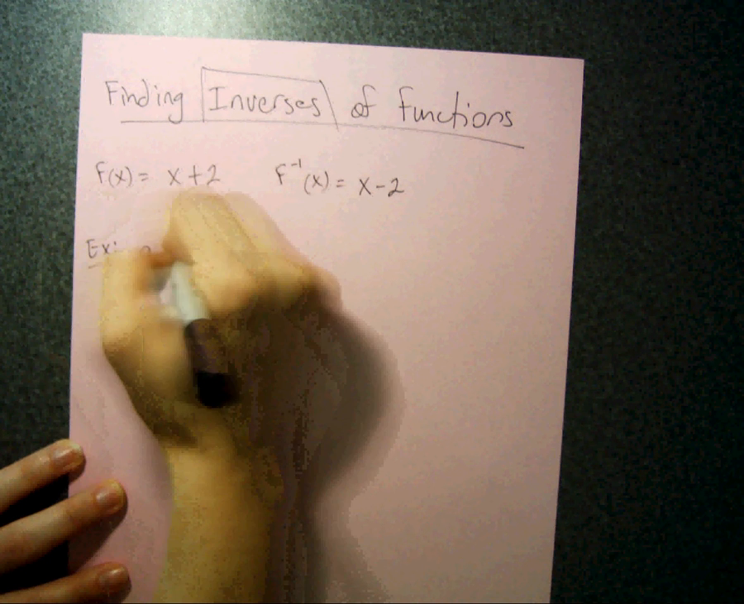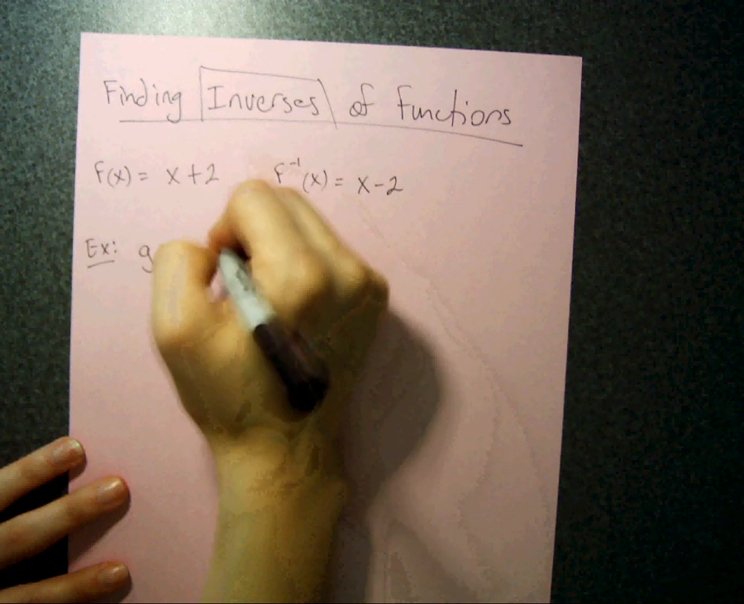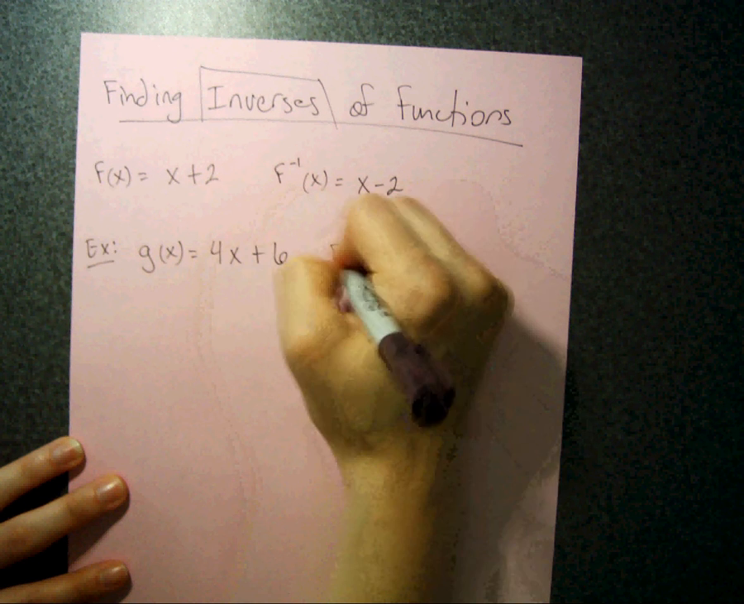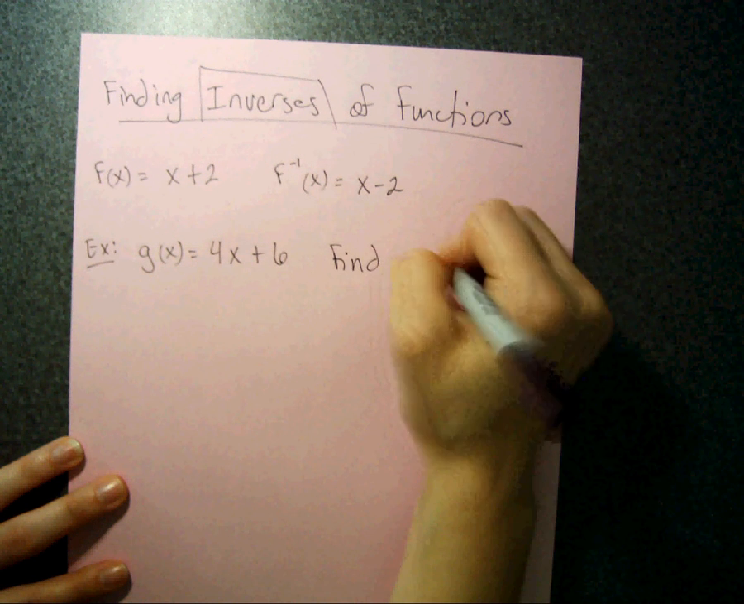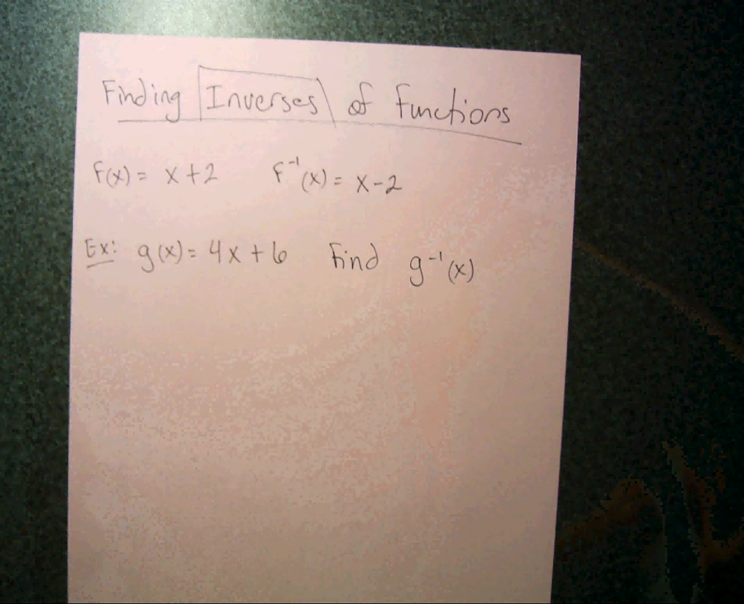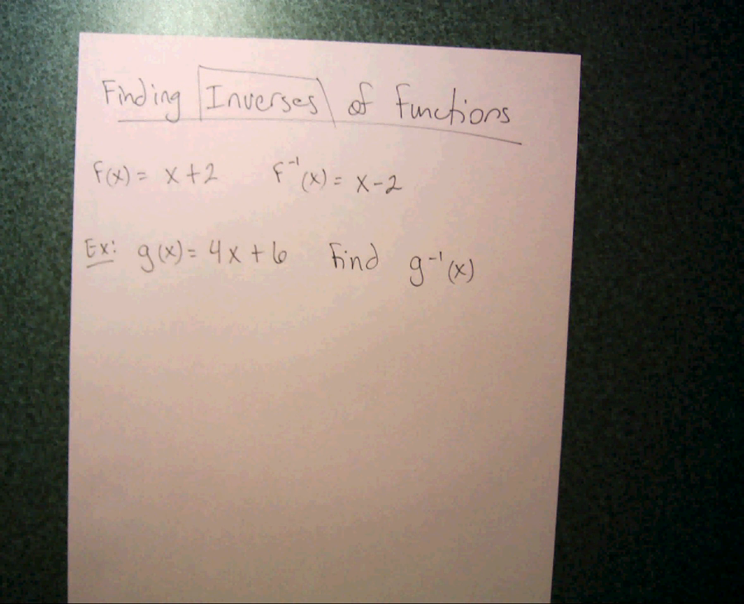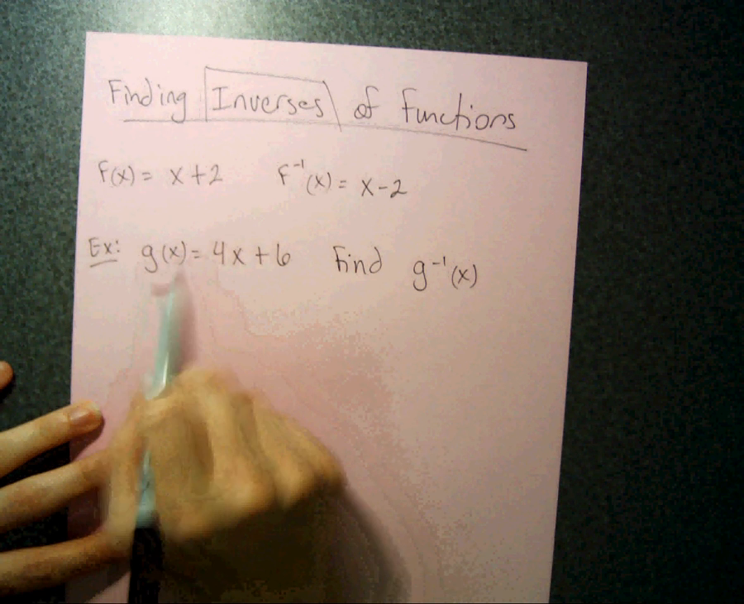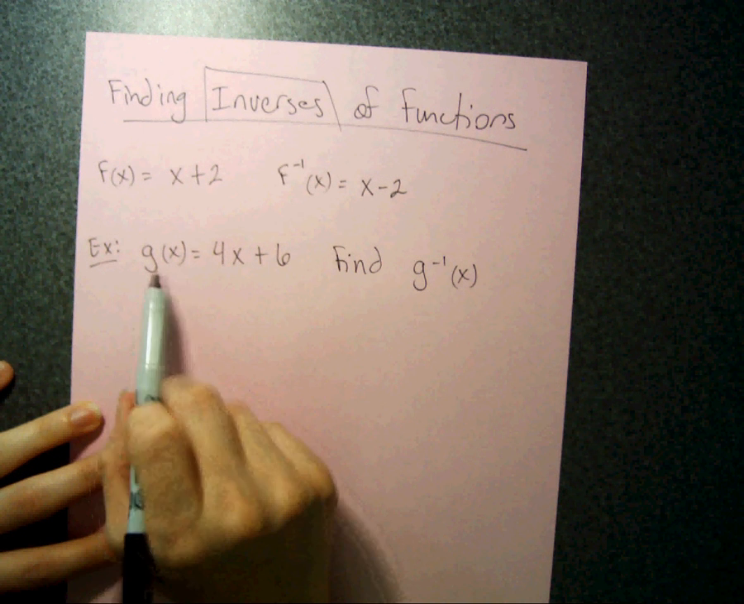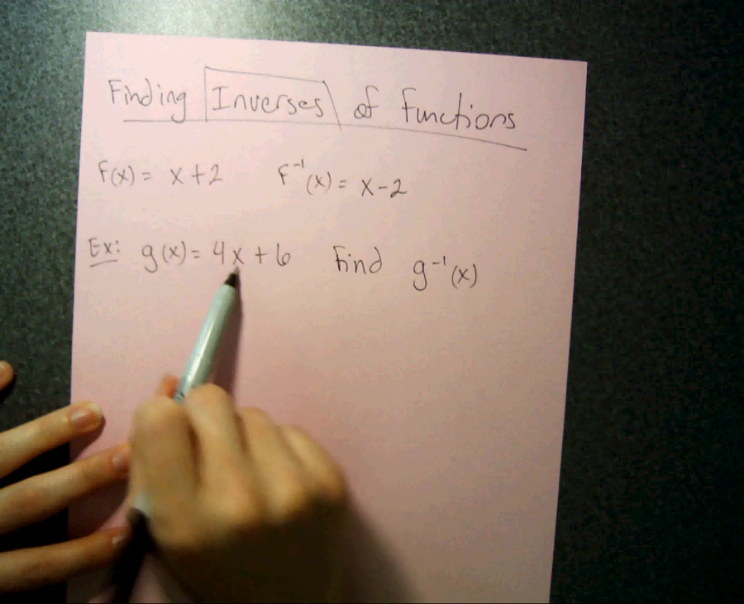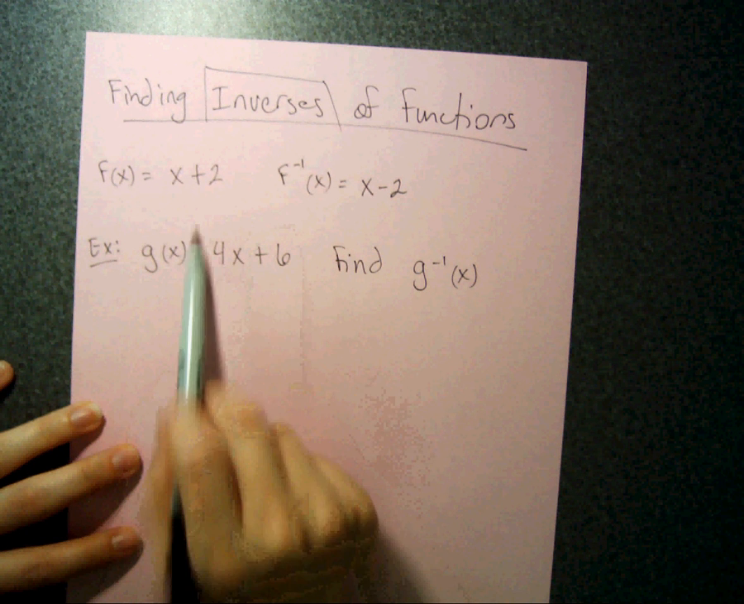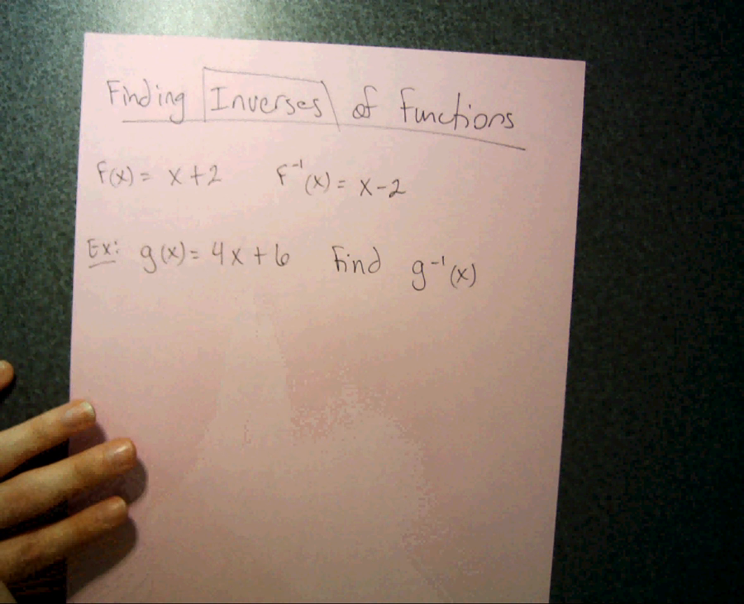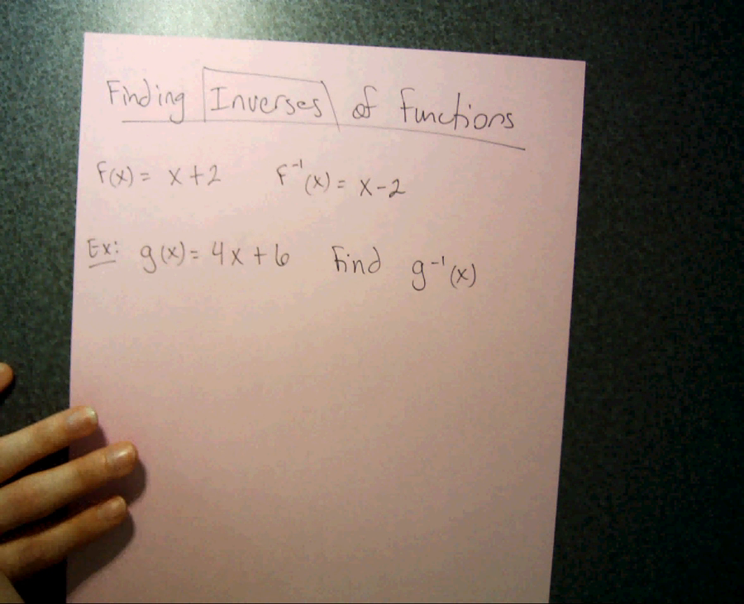Let's say g of x is equal to 4x plus 6, and I want to find g inverse of x. So one way to go about this is to look at what g of x is telling me to do. And I'm going to make a little list. All right, so when I plug in a value for x, what is the first thing g of x tells me to do? Think of your order of operations. What does it say? Multiply by 4, right?